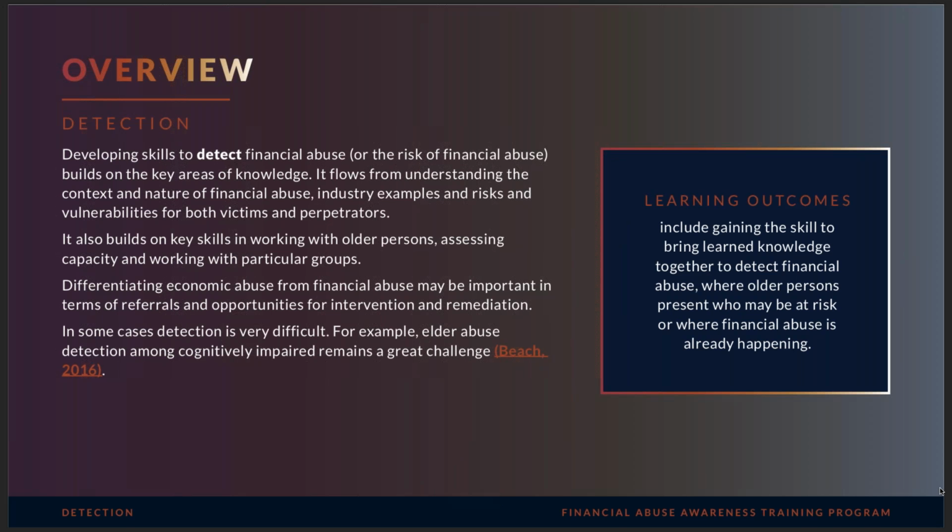Developing skills to detect financial abuse or the risk of financial abuse builds on these key areas of knowledge. It flows from understanding the context and nature of abuse, industry examples, and risks and vulnerabilities. It builds on key skills in working with older persons, assessing capacity, and working with particular groups. Differentiating economic abuse is important. In some cases, detection can be very difficult. The learning outcomes are set out in the box on the right.